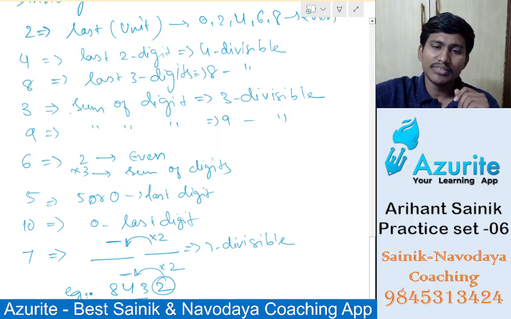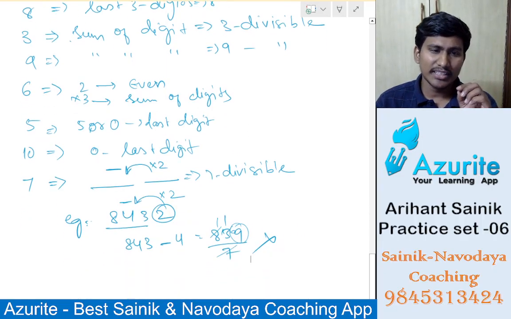And check now 7's divisibility. If it is divisible by 7, 7 ones are 7, 7 tens are 70, 69 is not possible, so this number will not be divisible. 8432, understood? So like that you can do.